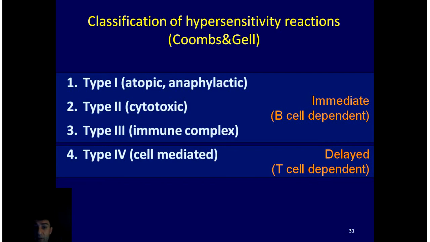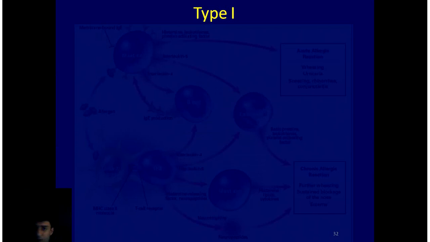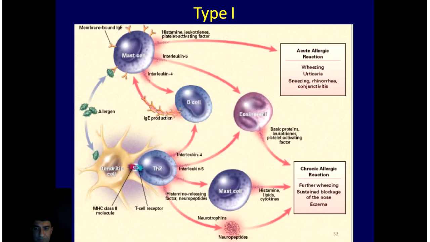Here different synonyms are given for each of the types, and we start with type 1 hypersensitivity. We should go through this picture twice, starting from the allergen. At first exposure, we go down here, when the allergen is entering the body.